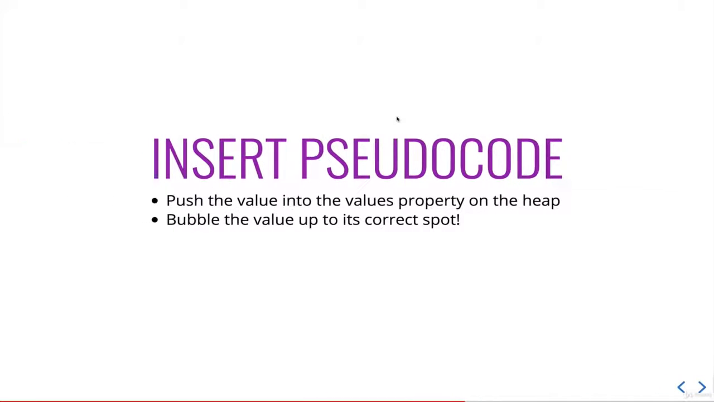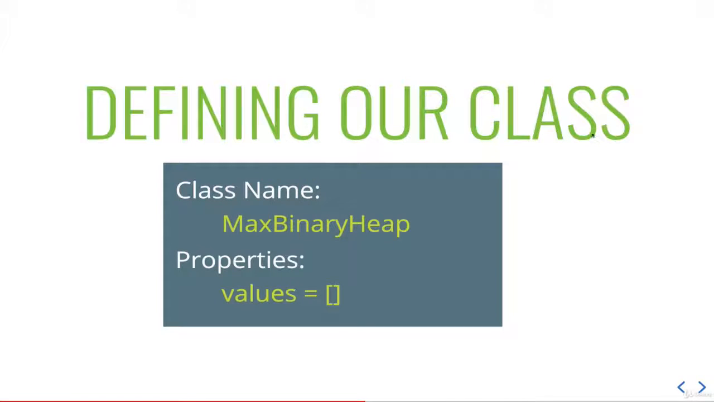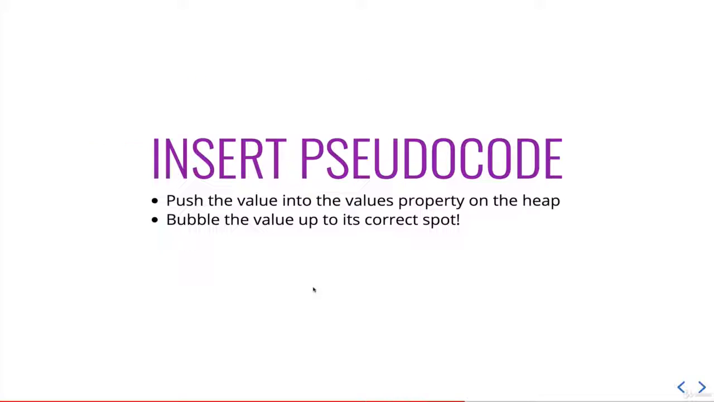Okay, so the pseudocode to do this, here's the simple version. You just write a method called insert. It accepts a value. We're not working with nodes or anything. It just accepts a number. Insert 10. You add 10 to the end of the values array. You just push 10 into values. And then you bubble it up to its correct spot. So that's the more complicated part. It's easy to add it to the end of the tree, super easy, or the end of the heap. To get it to go to the right spot, it's a little more work.